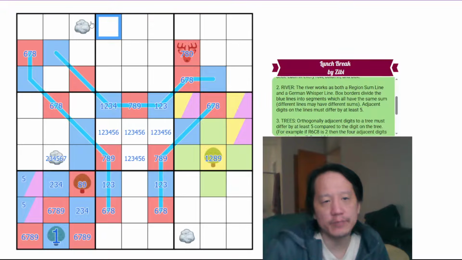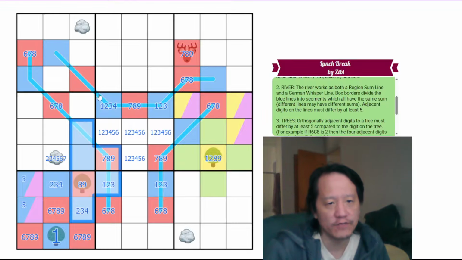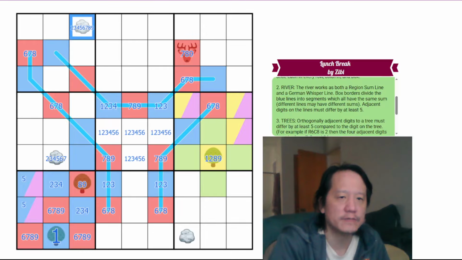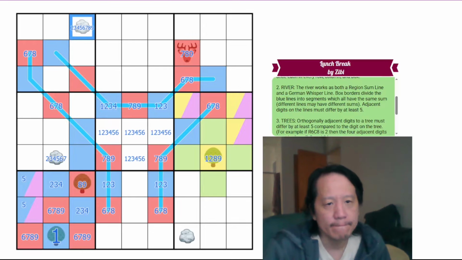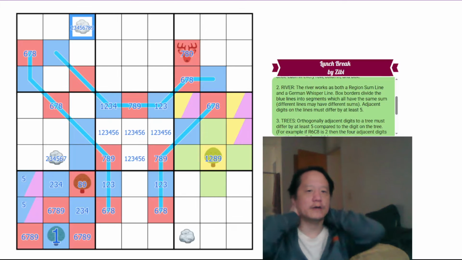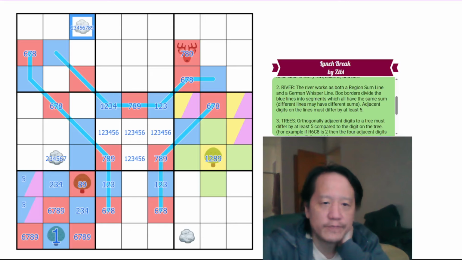This digit cannot be a 1, because if it were a 1, this would have to be a 4 at most, and we'd have 5 low digits in column 3. So this could be 2 through 9. That's not very helpful.